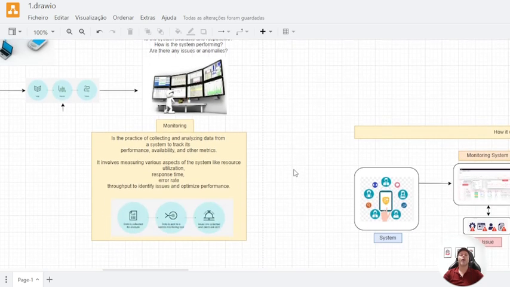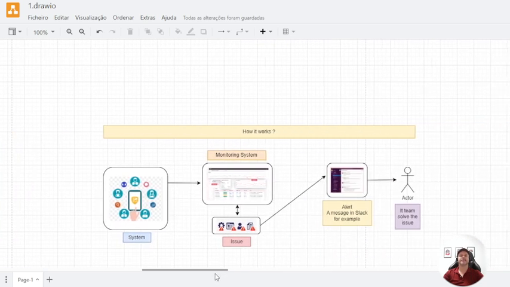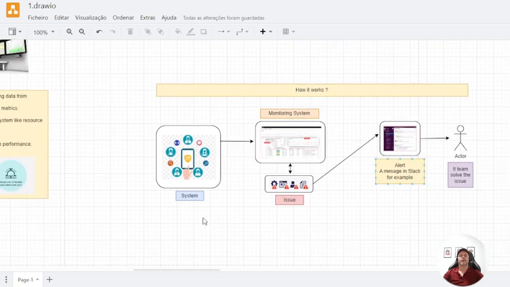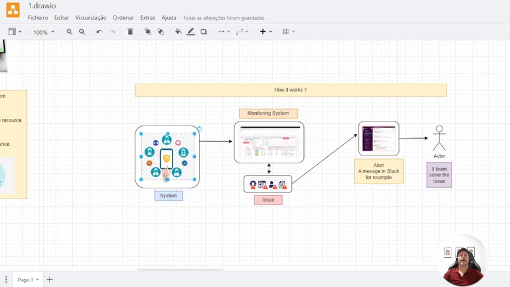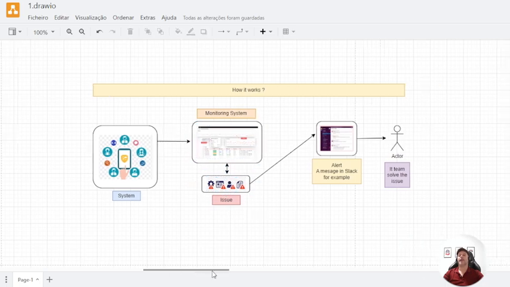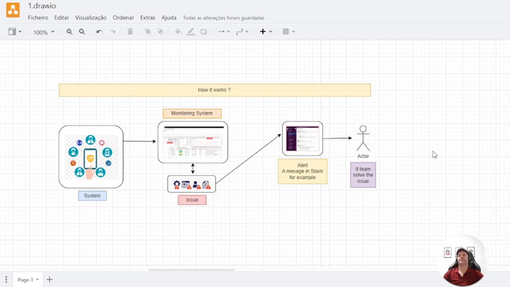To understand how it works, we can see this. The system is putting out logs and traces. The monitoring system creates a metric. If one metric doesn't work as expected, the monitoring system creates an issue. This issue is sent to the IT team via an alert, and the IT team works to solve this issue.